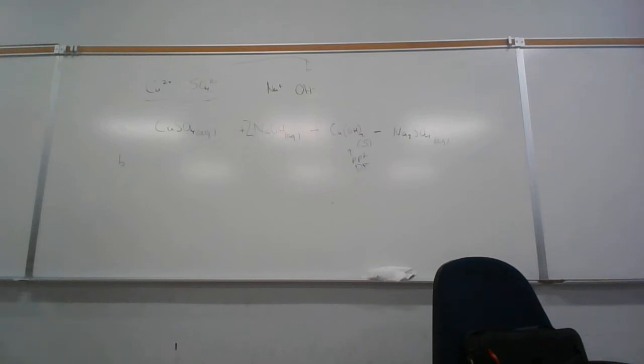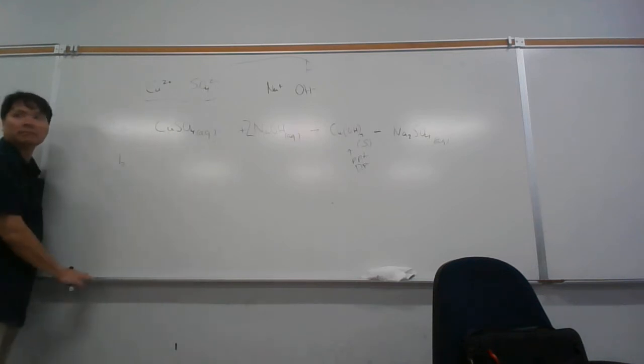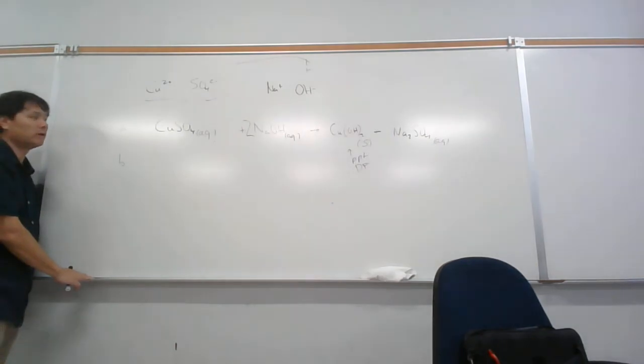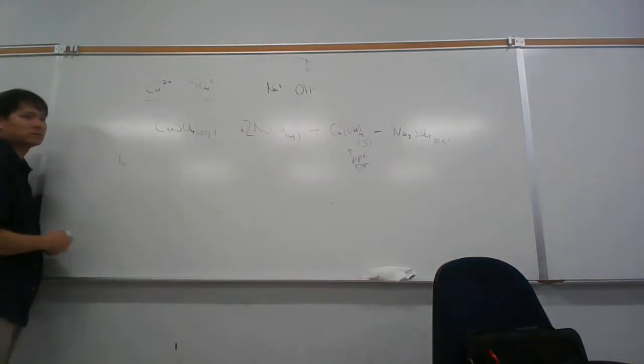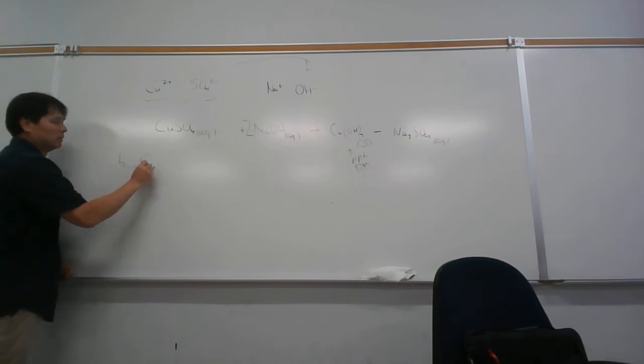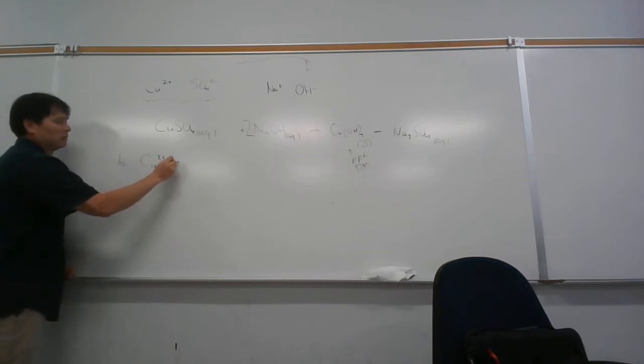Strong electrolytes only. Leave everything else alone. The strong electrolytes consist of the strong acids, strong bases, and soluble salts. So copper 2 sulfate is a salt. It's a soluble salt. And so what does this dissociate into? Copper 2 and sulfate.